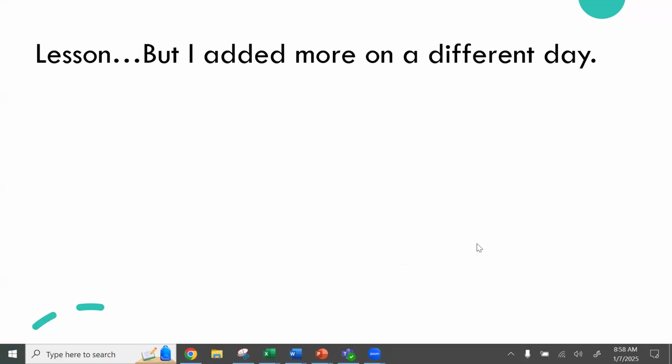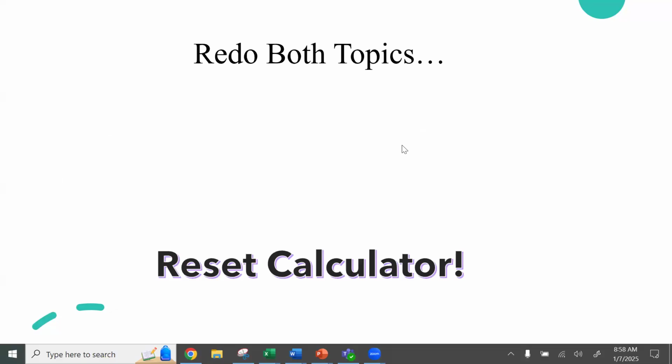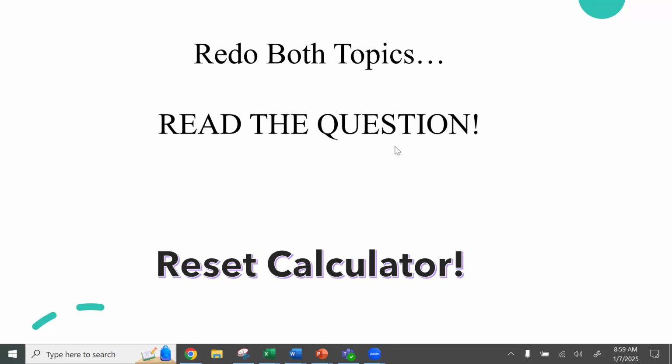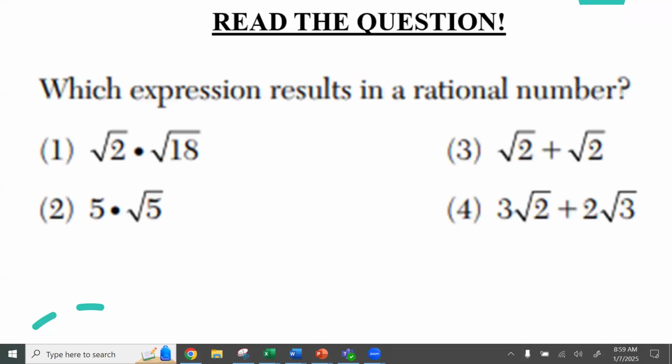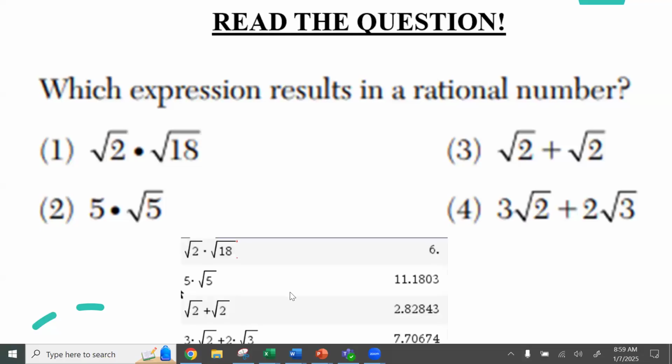Okay, now that's the lesson I taught, but then I kind of went a little further because we needed to continue with it. Make sure you guys read the problem. That was the biggest issue with the classwork for this, is that kids were just not reading what they were asking for. They were just making the judgment. Okay, don't guess, please try. Again, plug it in your calculator. This one right here, which expression results in a rational number? Make sure you read. We want rational in this case, so that's choice number 1.